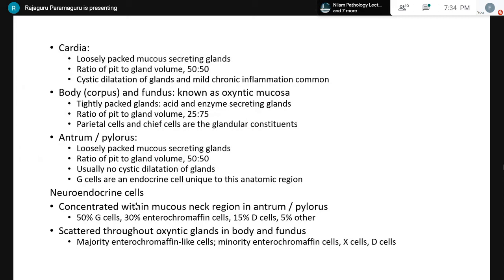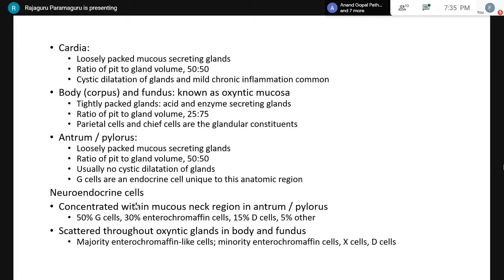That is, it will be covering about 50% of the mucosa, and the other 50% will be formed by the glands. And when we take the body mucosa, the surface foveolar epithelium will be dipping down to only approximately 25%, and the rest 75% will be formed by the good bulk of oxyntic glands, which will be lined by the parietal cells and the chief cells. In the subsequent slide, I will be showing the histological image also.